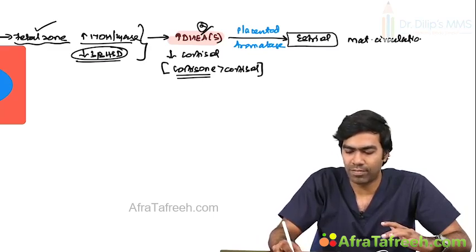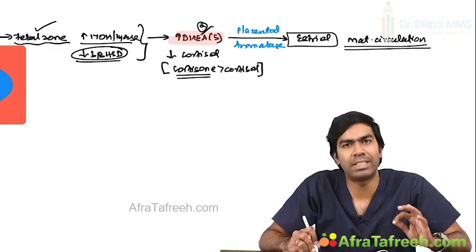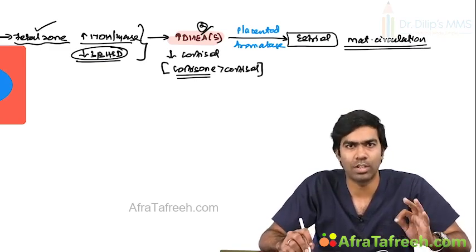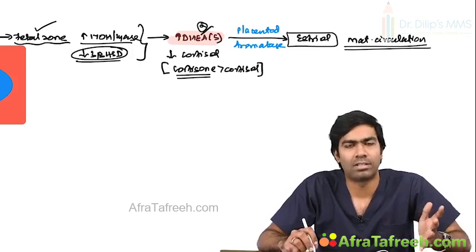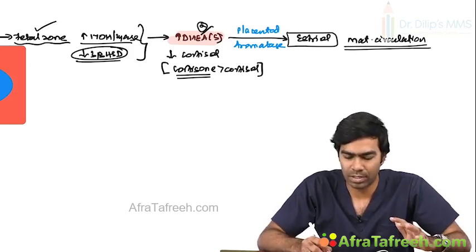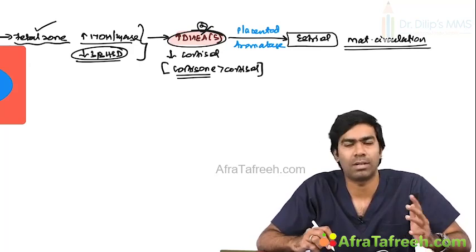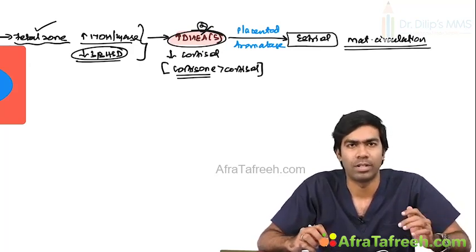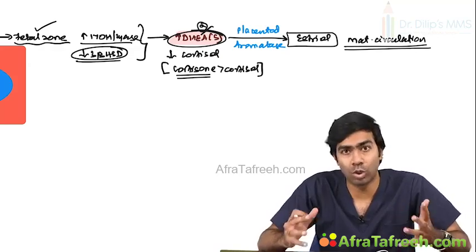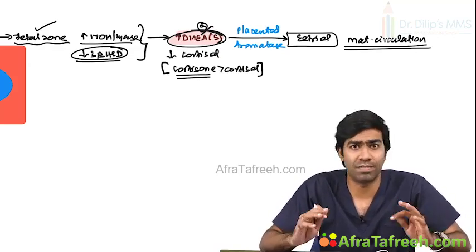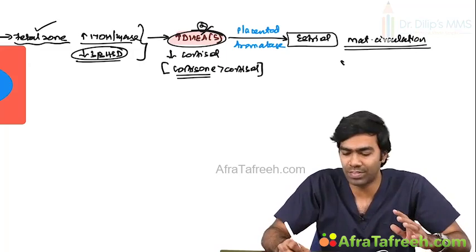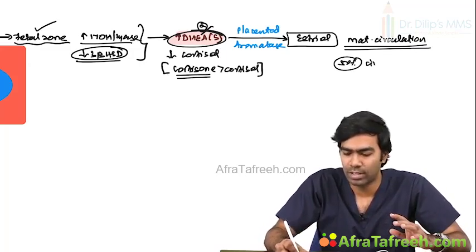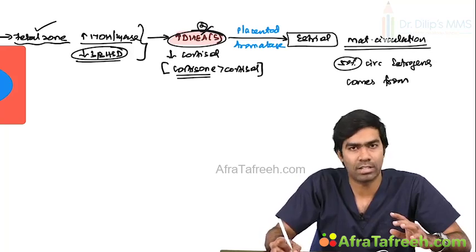So please understand the fact that almost 50% of the estrogens that you see in the maternal circulation is coming from the DHEAS as a substrate. So which means the fetus is the source of the maternal estrogens. That's a very, very important point. So almost 50% of the circulating estrogens are actually coming from the fetal DHEAS.